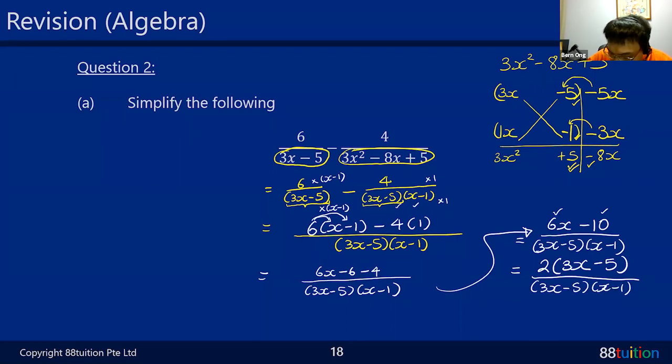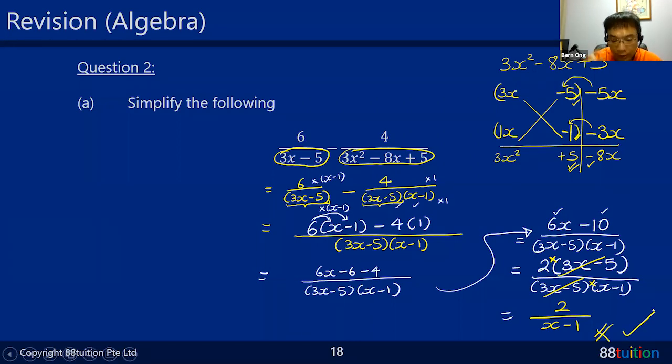What do you see? Can you see that the terms are all separated by a multiplication sign? All right, and these are exactly the same. You can cancel. So the answer is 2 over x minus 1. That's the final answer. That's the best answer.